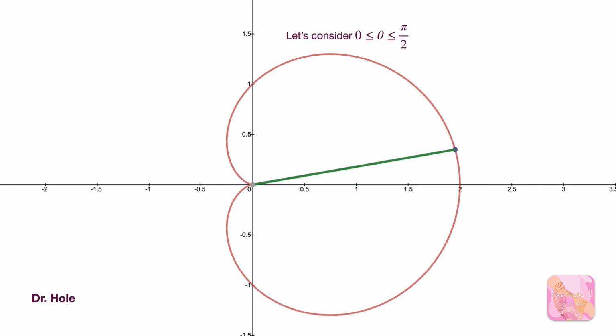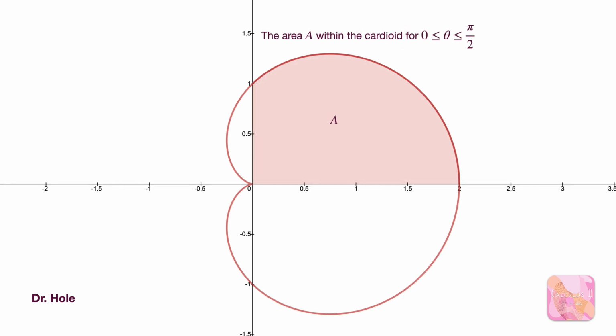Let's start off by noticing that this ray line segment starts at theta equaling 0, and let's have it finish at theta equal pi over 2. In doing so, that line segment traced out area, capital A. Let's think about how we can do calculus to compute that area.